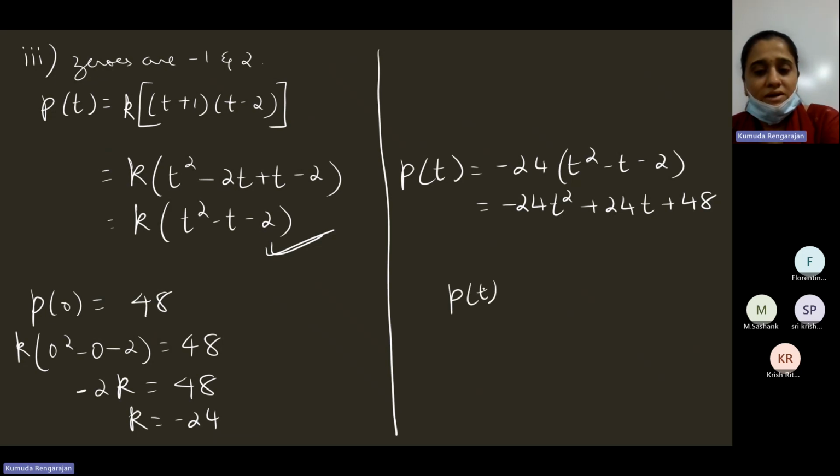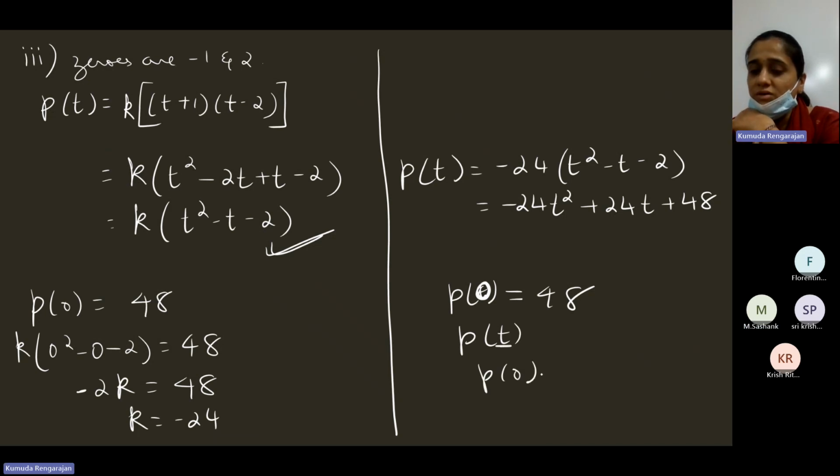All right. So we know when t is 0, time is 0, the height is 48. Correct? P of 0. When time is 0, the answer should be the height. The height is 48. So P of 0 is 48. P of 0 is 48 means in P of t, wherever there is t, you should put 0. So here, see, k into 0 square minus 0 minus 2 is equal to 48. When you work that, you get the value of k. And once you get the value of k, put it in the polynomial here and construct the polynomial P of t completely.